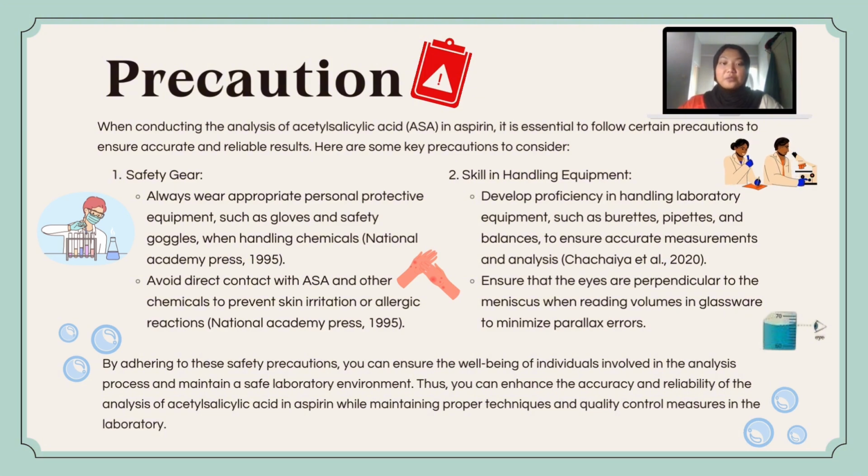The second precaution to be considered is skill in handling equipment. As we know, in this analysis, we use many pieces of equipment. Therefore, we must develop proficiency in handling laboratory equipment such as burettes, pipettes, and balance to ensure accurate measurements and analysis. For example, we could ensure that the eyes are perpendicular to the meniscus when reading volume in glassware to minimize parallax errors. By adhering to these safety precautions, you can ensure the well-being of individuals involved in the analysis process and maintaining a safe laboratory environment.